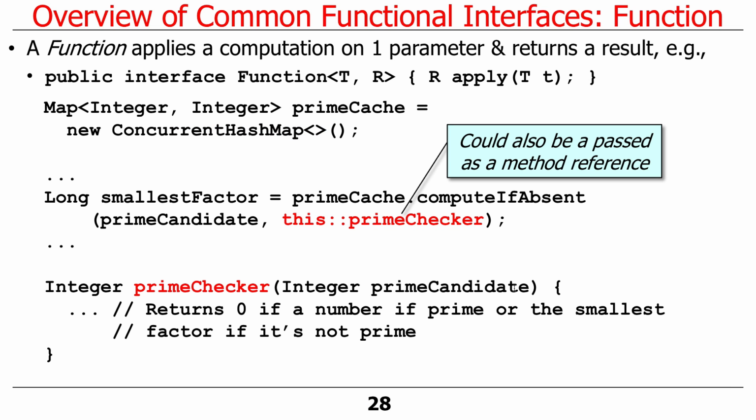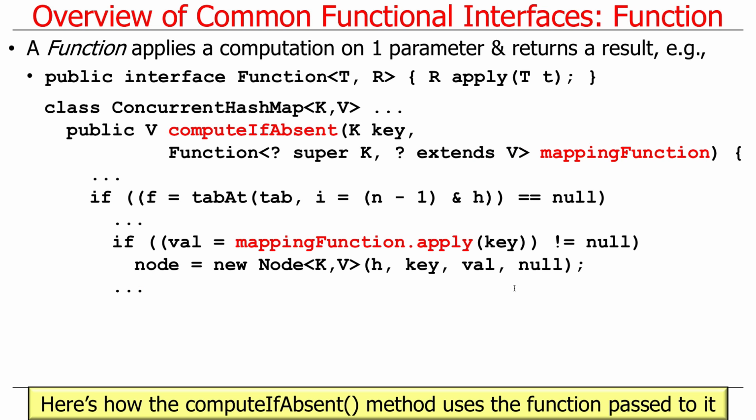So if you think what we're passing in here, we're passing in Integer to Integer, and this is Integer, and this is a function that maps Integer to Integer. So look at the signature for prime checker. Takes an Integer, returns an Integer. That maps onto what's acceptable here as the function parameter passed to computeIfAbsent. Okay, so far so good.